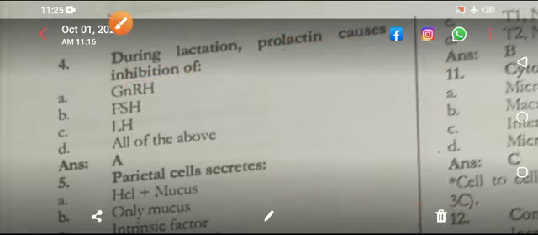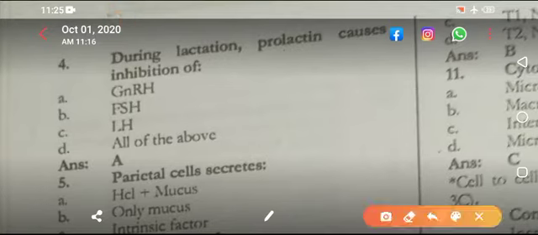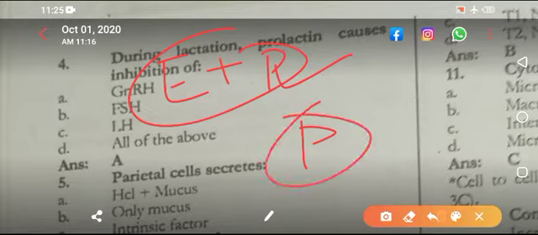And during pregnancy, lactation is inhibited by both estrogen plus progesterone. If both are not available, then choose the progesterone. The reference is First Aid.